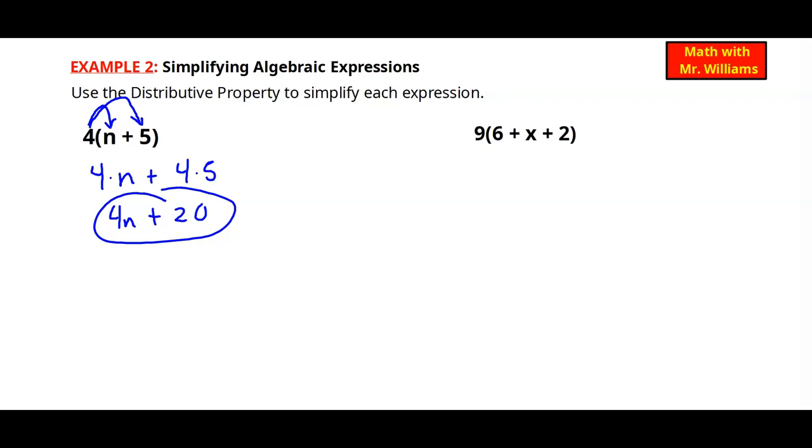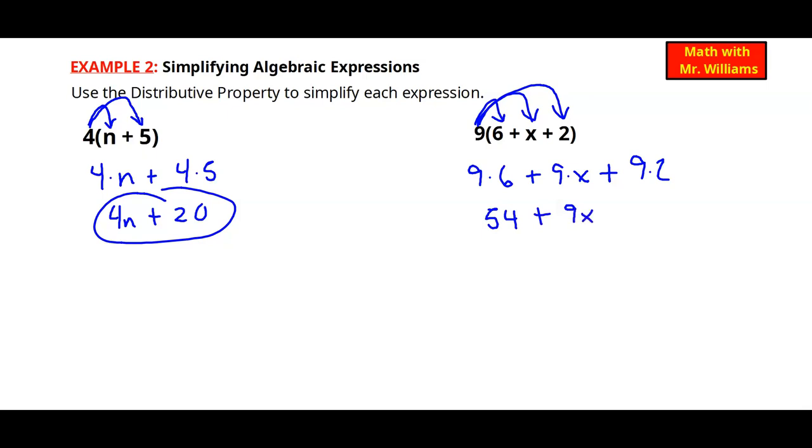For the second one, we have the 9 being multiplied to everything on the inside. So I'm going to draw my arrows, 9 times 6, 9 times the x, and 9 times the 2. We write it out. And now we're going to go ahead and multiply it out. So 9 times 6 will give me 54, plus 9 times x will be 9x, plus 9 times 2 is 18.